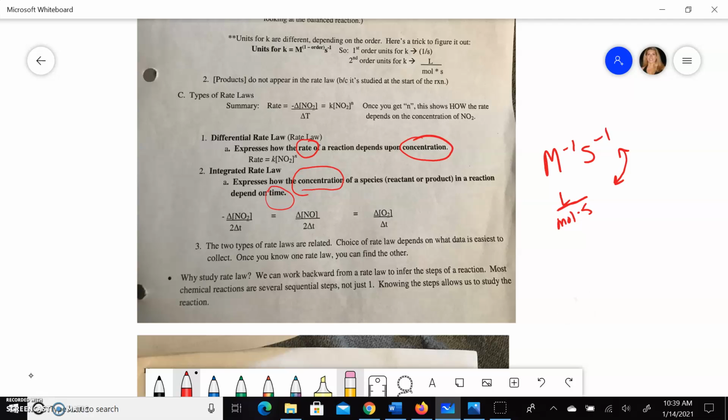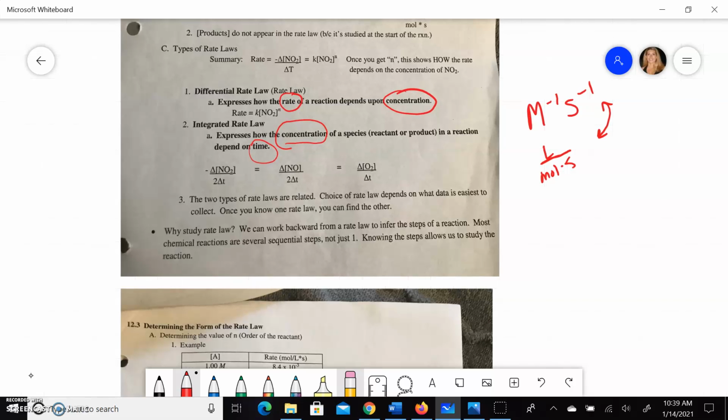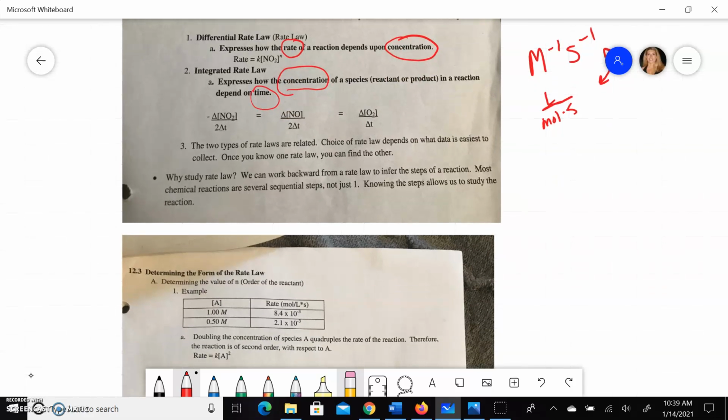And again, you don't have to memorize which one to use or even really figure it out. It's purely based on the information they give you in the question. And these 2 types of rate laws are related, so you can get from one to another if you need the other rate law once you have one of them. And this is pretty important.